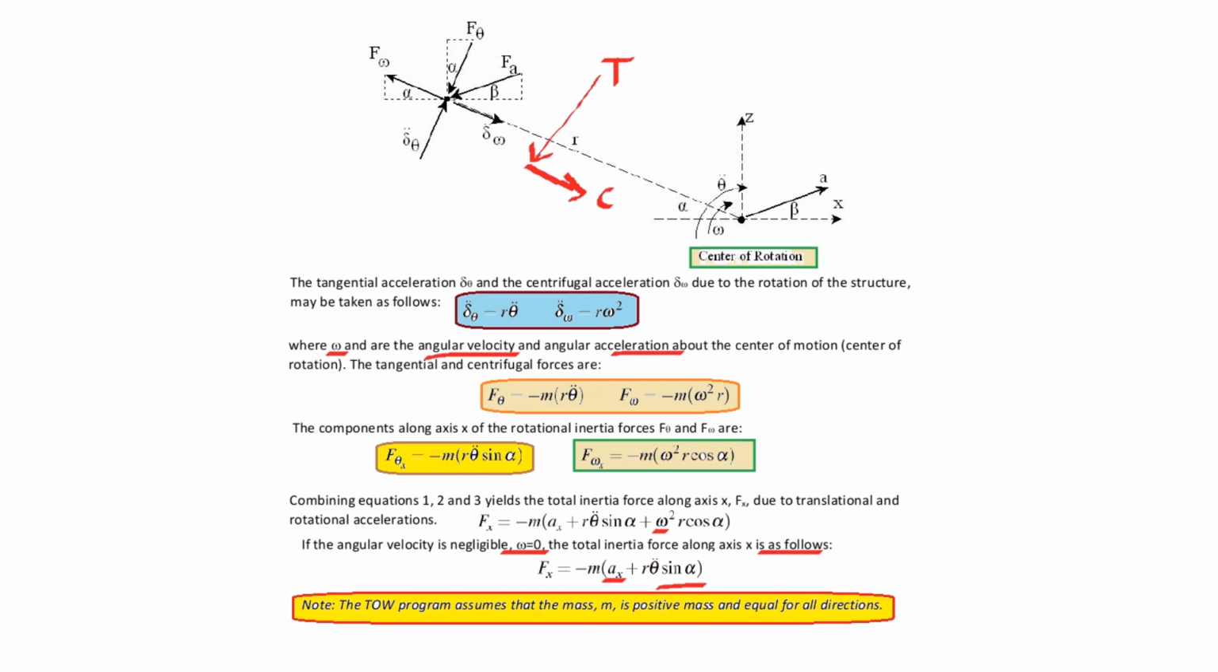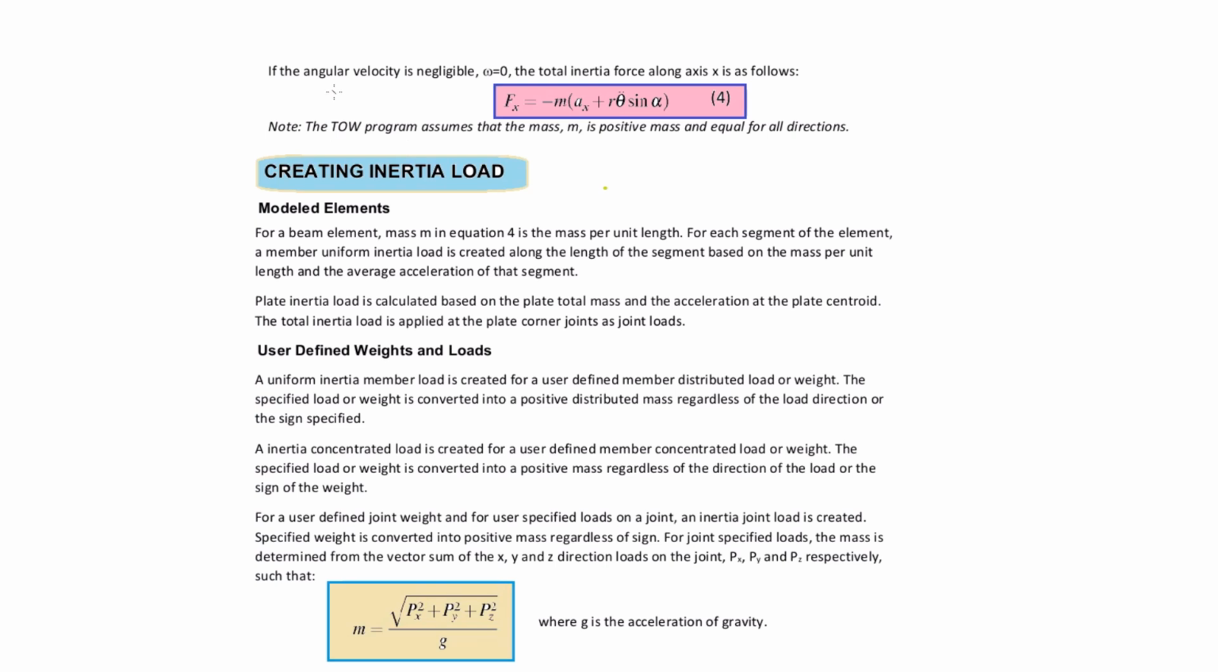The program assumes that mass m is positive mass and equal for all directions. This is very important. The program assumes that the mass m is positive mass and it is equal for all directions. Here last time we have seen the angular velocity is negligible, means the total inertial load along the axis is Fx equal to minus m ax, that's linear acceleration, and r theta double dot sine alpha, where theta double dot is the angular acceleration, that's a tangential acceleration. And the program assumes that the mass m is positive and equal for all directions, creating inertial load.